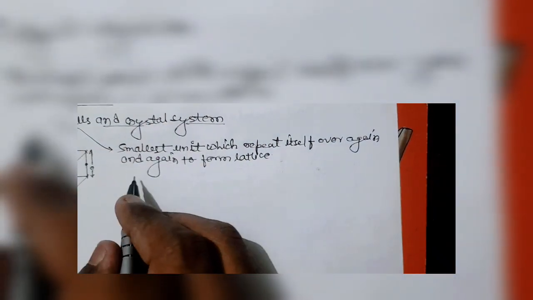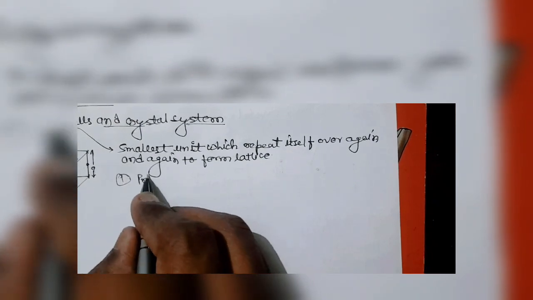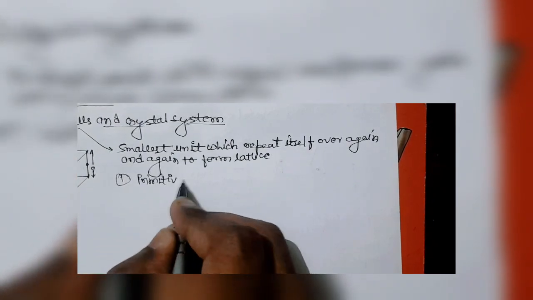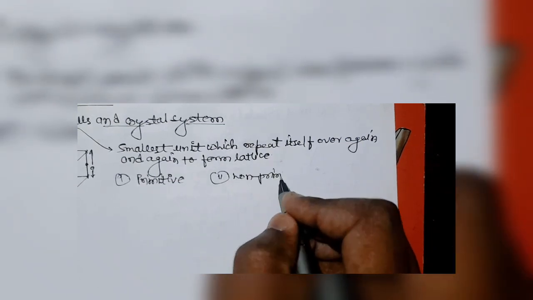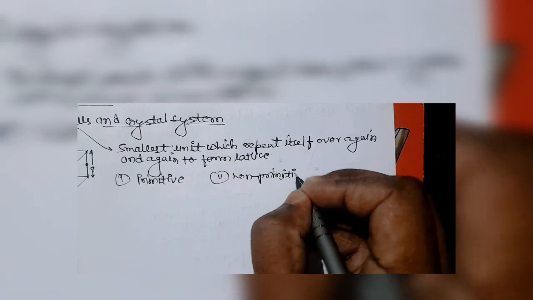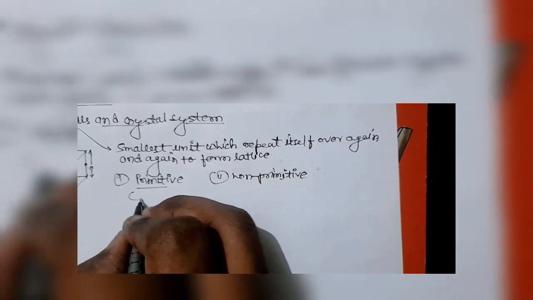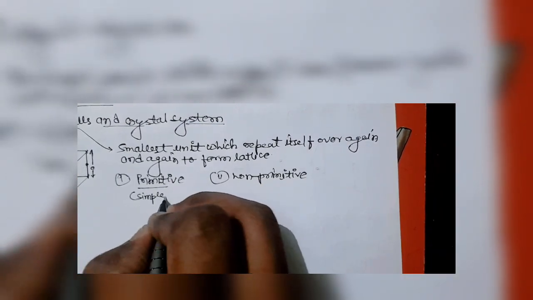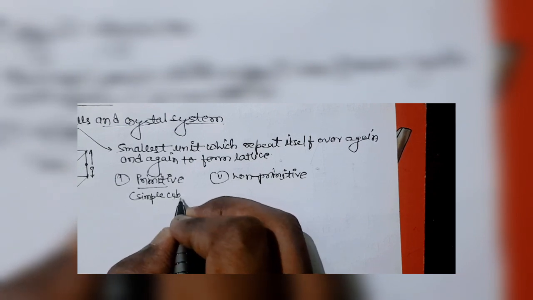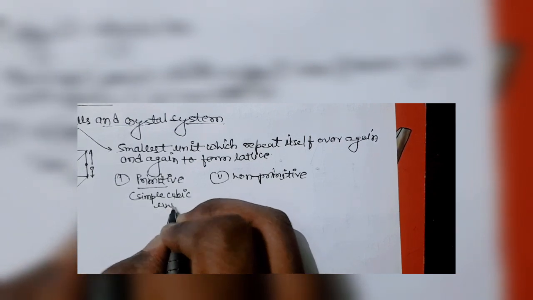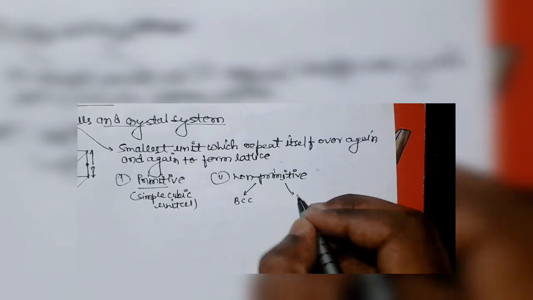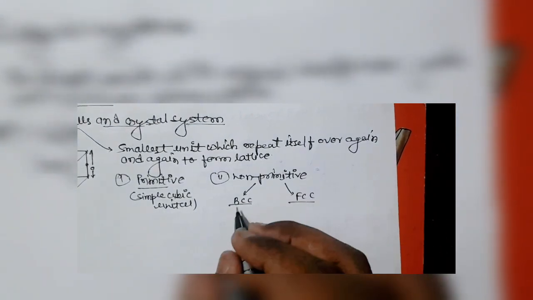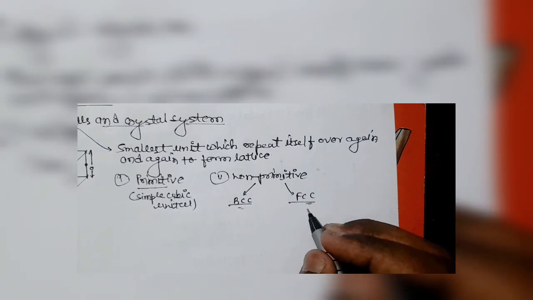Okay, there are two types of unit cell. The first of them is primitive and the second is non-primitive. Primitive is also known as the simple cubic unit cell, and non-primitive are of two types, BCC and FCC. That is body centered cubic cell, and FCC is face centered cubic cell.